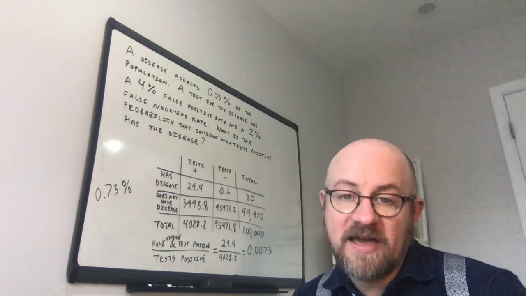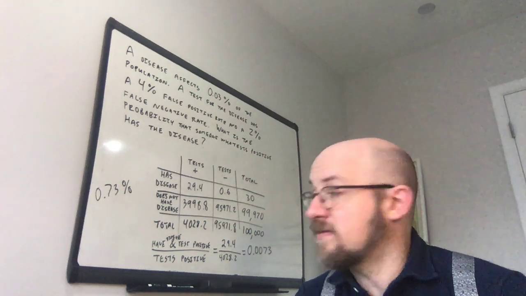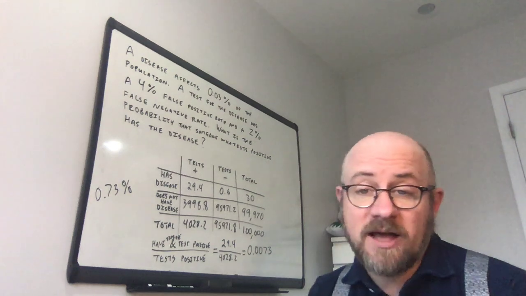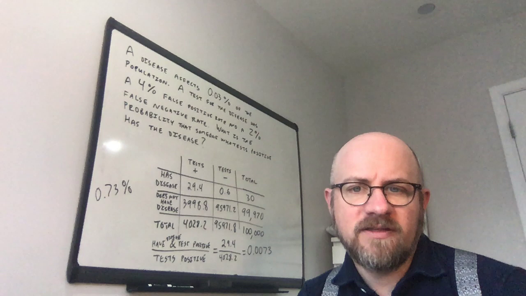And so that's going to be affected by all of these different numbers. Looking at something like this, the probability that somebody who tests positive has the disease gives you a feel for how good this test is.